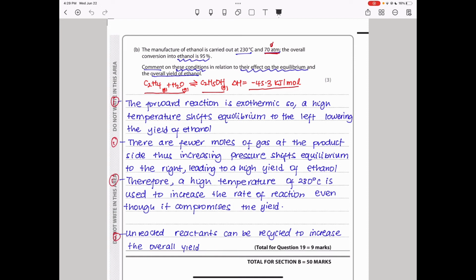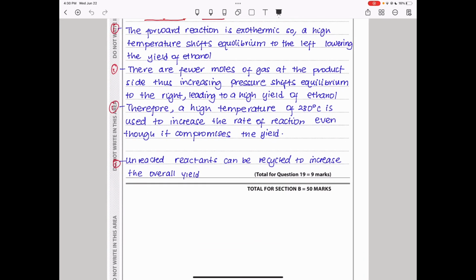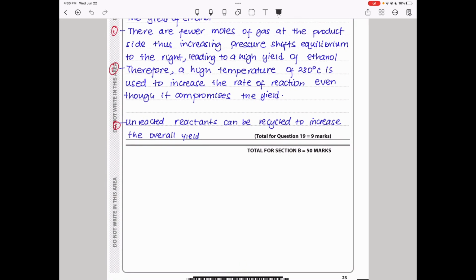So if the yield is lower due to the higher temperature favoring the backward reaction or the reactant side, we can recycle any unreacted reactants, and then they can be converted into products in the next cycle. This brings us to the end of section B. Let us go straight to section C.